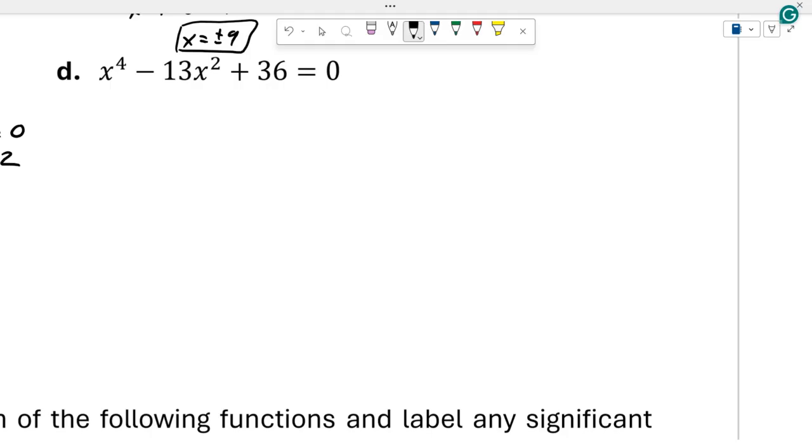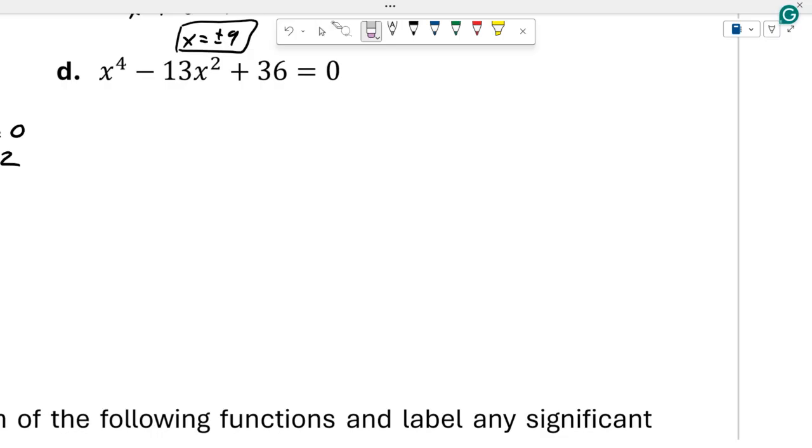Whenever you have a construction like this, in this specific case, if you look at your exponents, they go 4, 2, 0. What you can do is a little trick here: you can say let, we'll use the letter u, let u equal x squared. And we're going to see why this trick works.